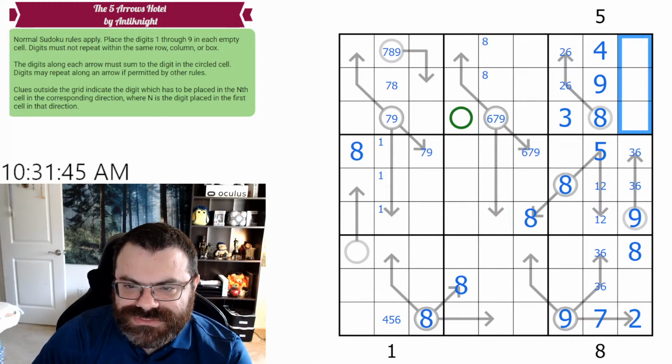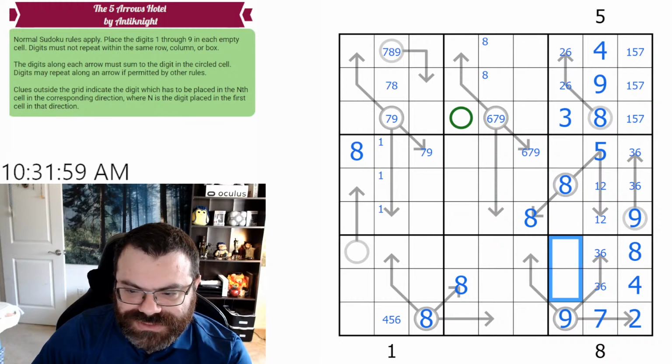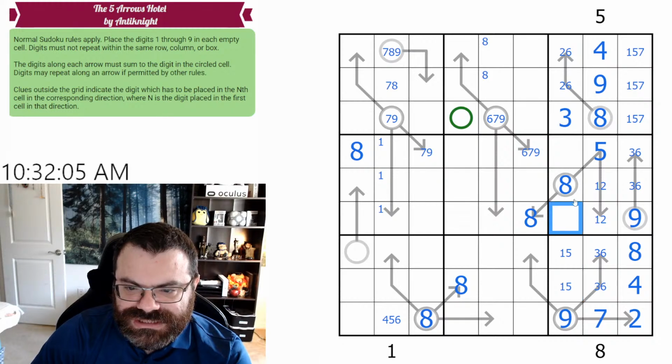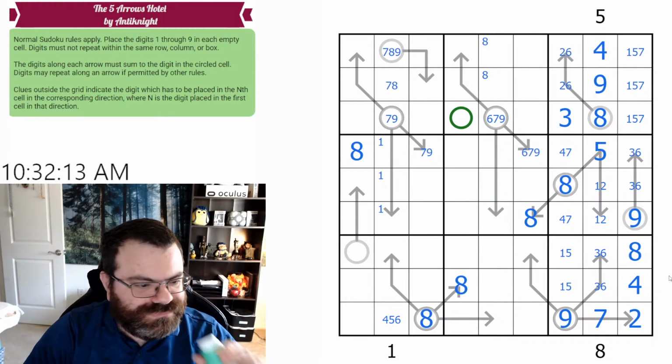This is a triple. 1, 5, 7. This puzzle's been really neat. And I think we should be able to fill this. 4. Nice. And this is a pair. 1 and something. 1 and 5. So this pair is 4 and 7. All right, that's pretty clean.